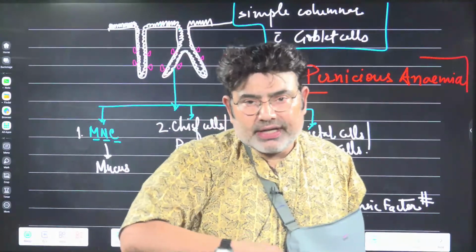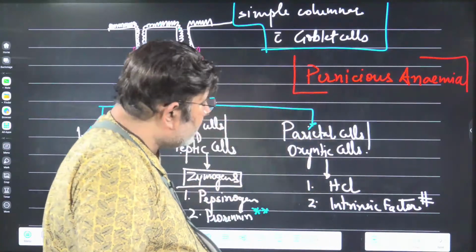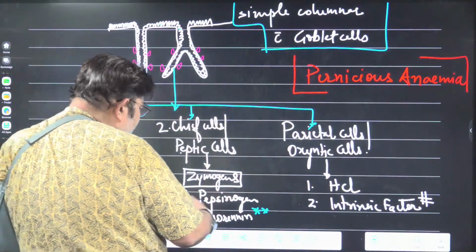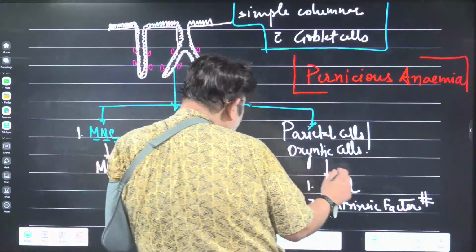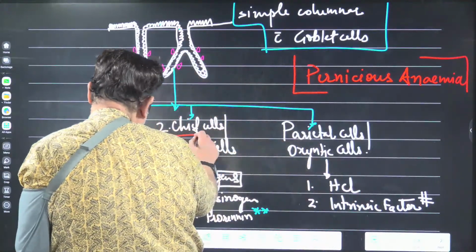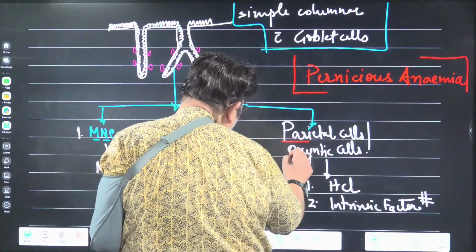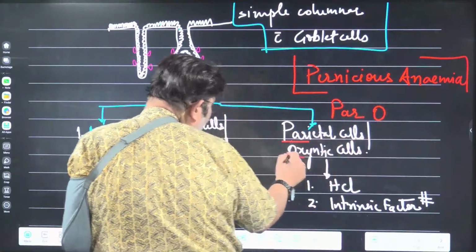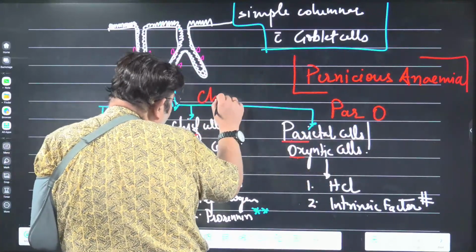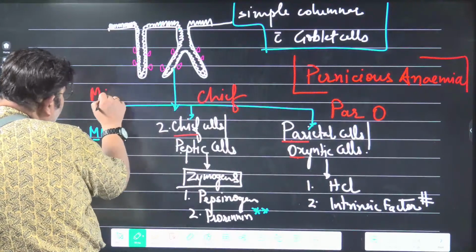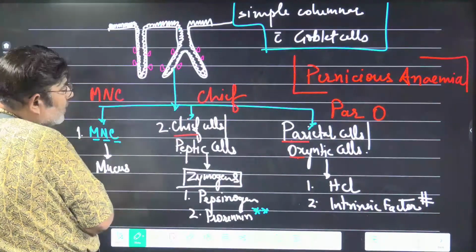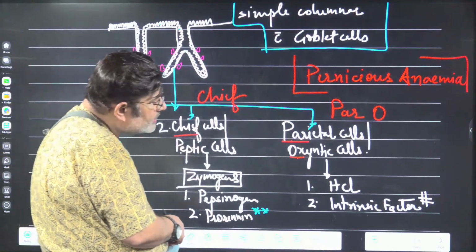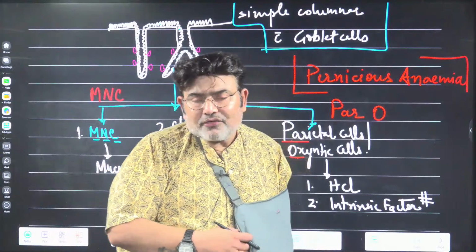Okay, with atrophy of the stomach mucosa, they still have anemia. Three types of cells: one is MNC, one is chief, and one is parietal. You can call it PARO, PAR for parietal, O for oxyntic. Here you can call it chief, and here MNC. MNC also stands for multinational company. Chief is the head, and who is the head of MNC? PARO is the head of MNC.